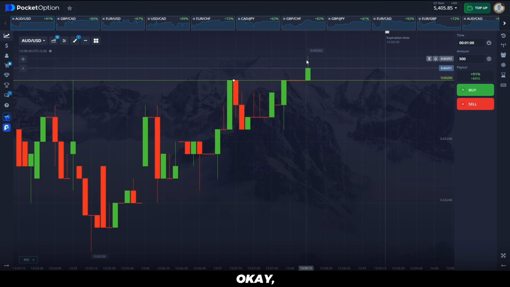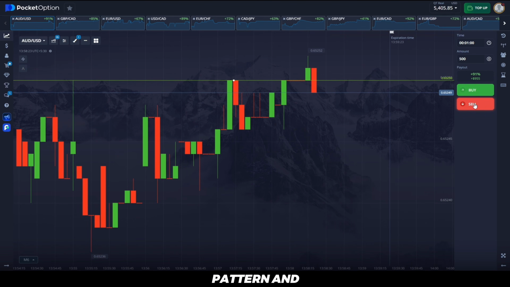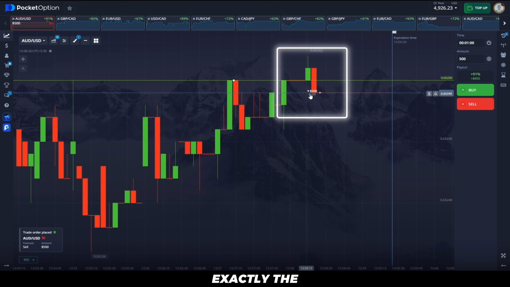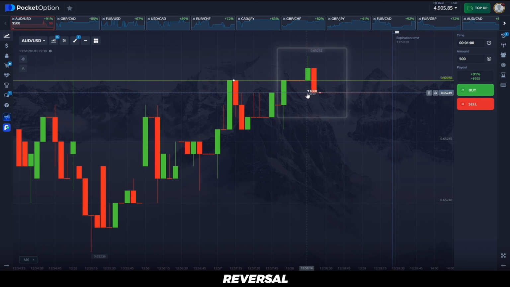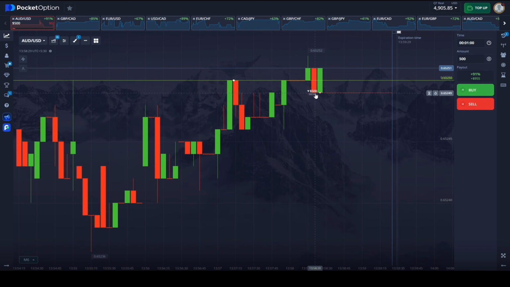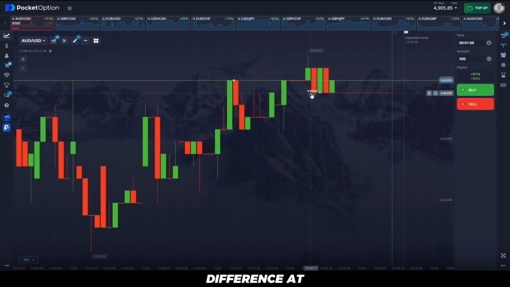Okay, this is what I was waiting for. Now I need a reversal pattern, and exactly the same reversal pattern here. And I place the trade. It's the exact same pattern. There is no difference at all.